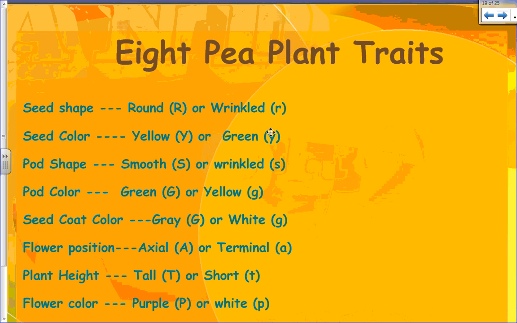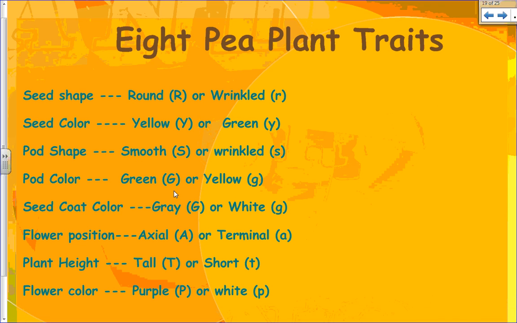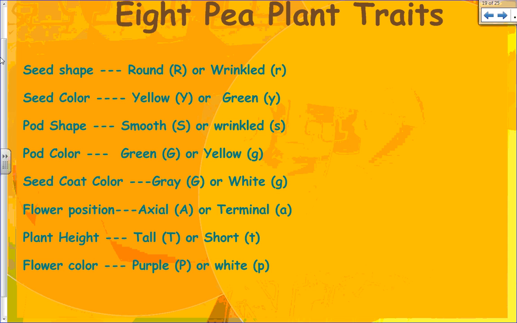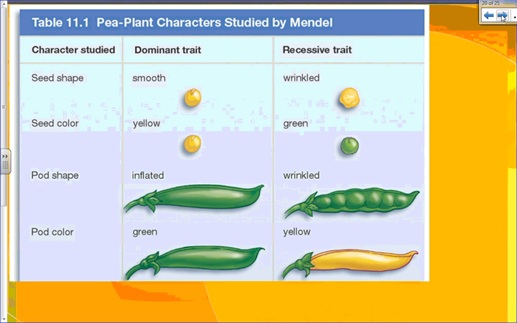And Mendel actually didn't just stop with one trait. Mendel looked at 8 different pea plant traits in his crosses, and this is a list of them. I would never ask you to memorize a list, but have an idea of some of the traits that Mendel looked at. And so again, this is a diagram showing what these traits actually look like in the peas.